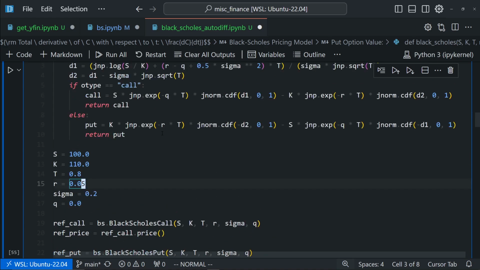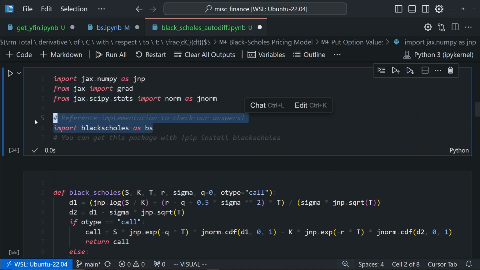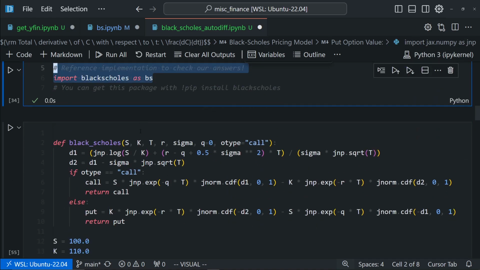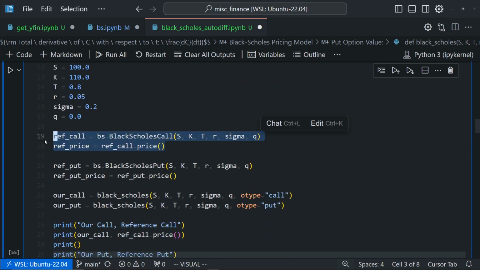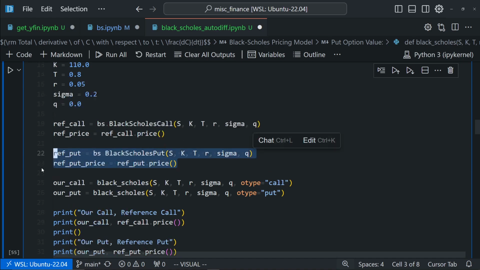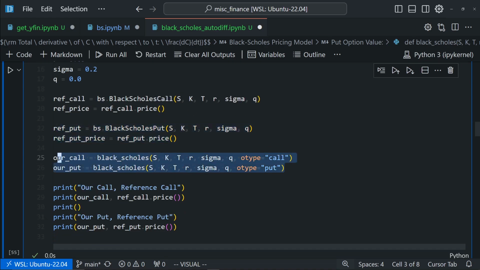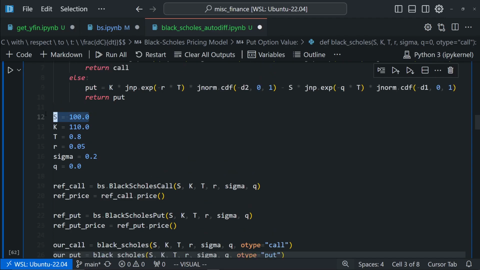Now I'm going to show you that it actually works. So I've imported this package developed by someone else, and I'm going to show you that our model works just as theirs. So here is their model. We get the reference call price, we get the reference put price, and then we compute our call and our put price. And we do this for the underlying price of 100, strike price of 110, 0.8 years to maturity, 5% as the risk-free rate, 20% volatility.